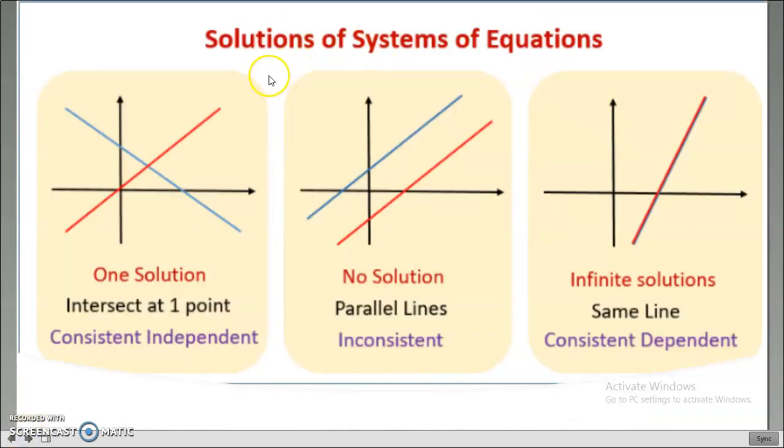But to be clear, there are three different types of solutions for our systems of equations. We can either have one solution, where they intersect at one point, and that is considered a consistent independent system. We can have no solution, where the lines are parallel, so they never touch each other, they never meet. They're inconsistent. Or we can have infinitely many solutions, where they are the exact same line. They lie right on top of each other, and that's known as a consistent dependent system.